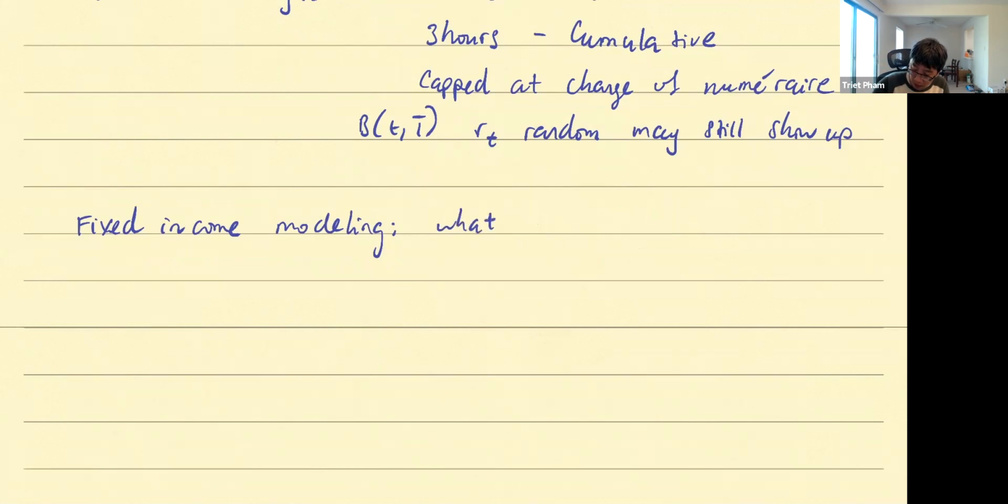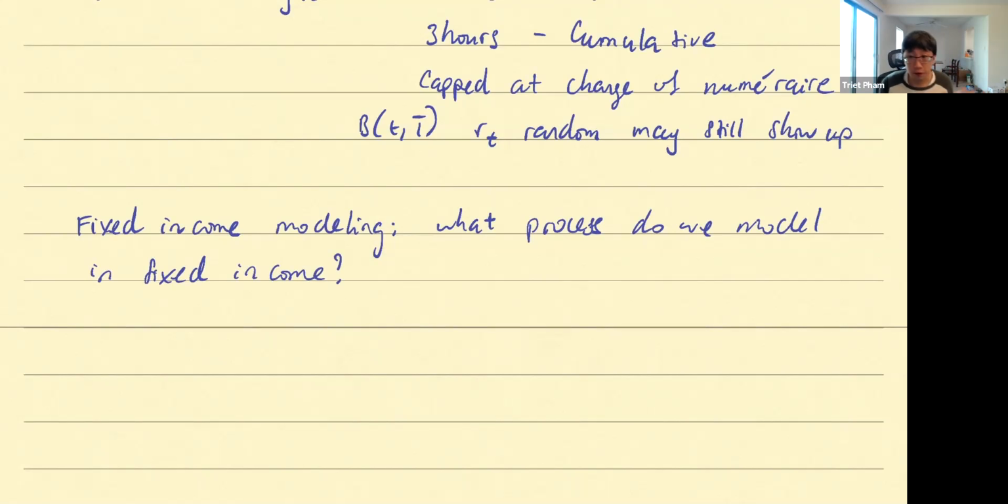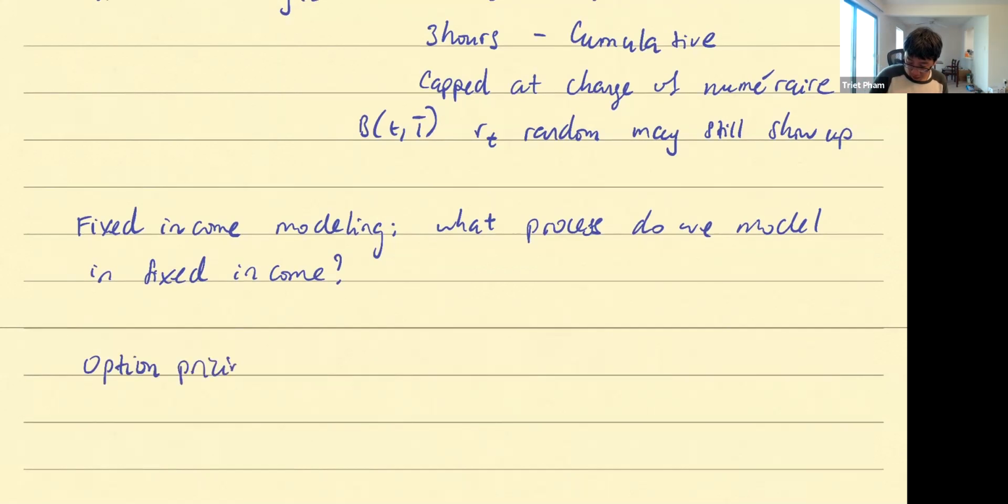What process do we model in fixed income? Maybe let me ask that, okay? That's probably the first question you want to pay attention to when you look at fixed income. The reason is this. In option pricing, right? It's quite easy to know what you're modeling.